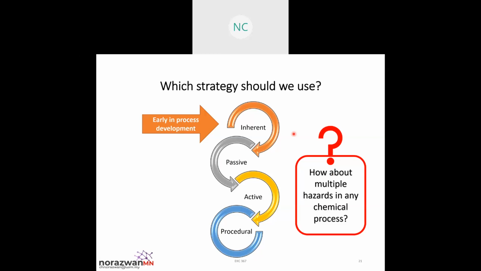So basically, we should use all these four strategies: inherent, passive, active, and procedural. The one that we said is IPAP, IPAP. All right.